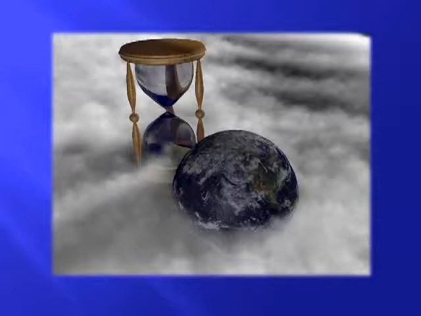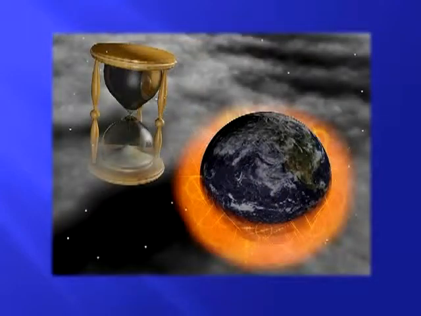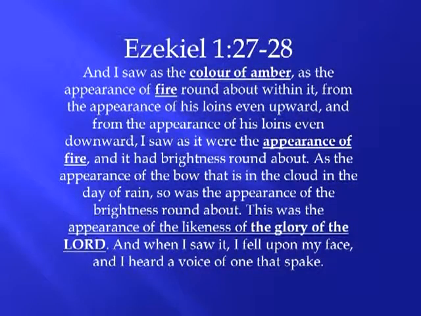Now, the second picture that Trenton modeled was this one. Now, the timer has been disconnected from the earth, and the fog is disappearing, and the earth is circled with beams of orange light. Ezekiel 1:27 and 28.